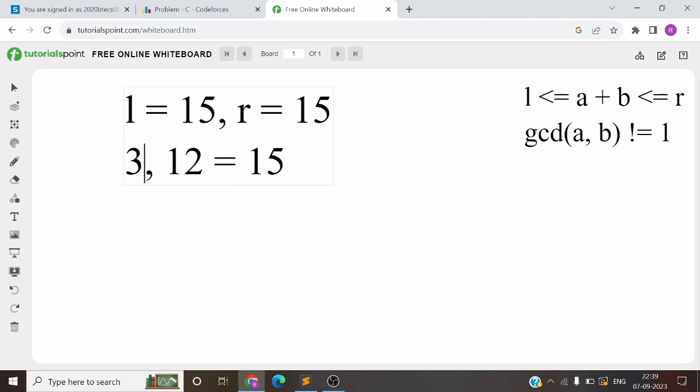Are you able to understand? We took a small multiple, so another multiple will also come. Or what in case of a prime number? Let's see. L equal to 17, R equal to 17. It is a prime number. So what will we do?